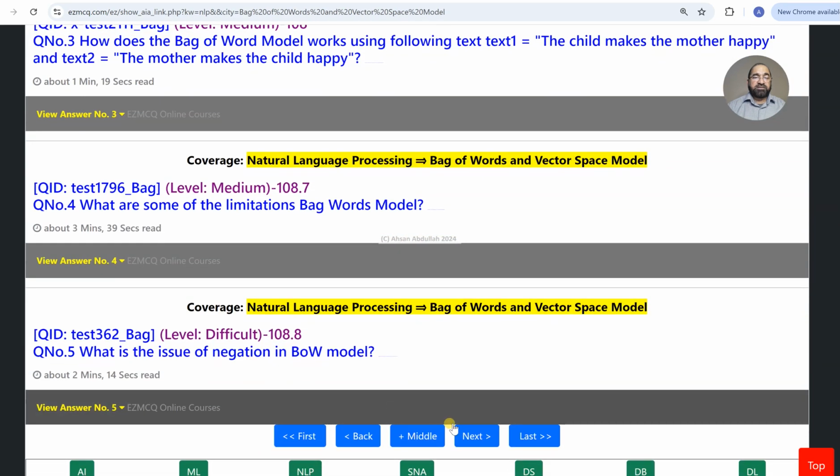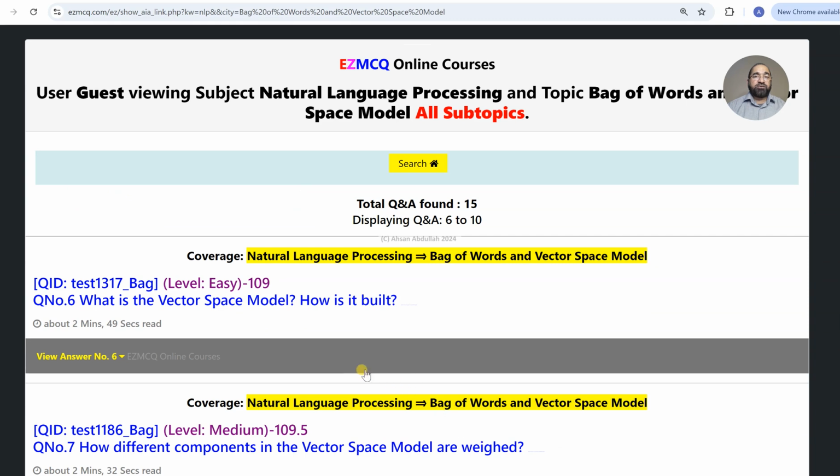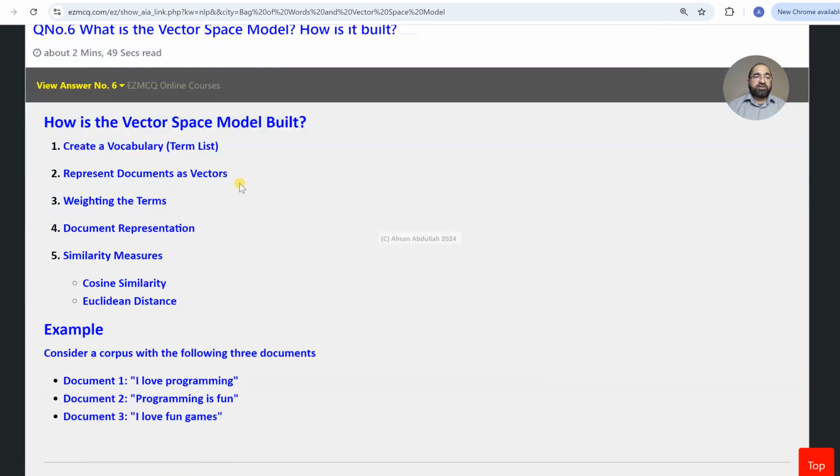So what I'll do is I'll skip over the bag of words model and go over to the vector space model. So what is the vector space model and how is it built? In the vector space model, we basically create the vocabulary term list, which we did in the bag of word model. As a matter of fact, the bag of word model is a special case of the vector space model, and represent documents as a vector, which is like a one-dimensional array, and weighing the terms. Now this is different from the bag of words model, that importance is associated with the terms in the documents, and the documents are represented in terms of the importance of the terms.